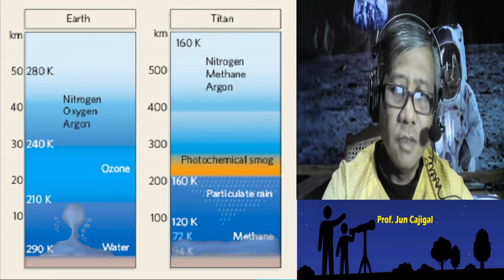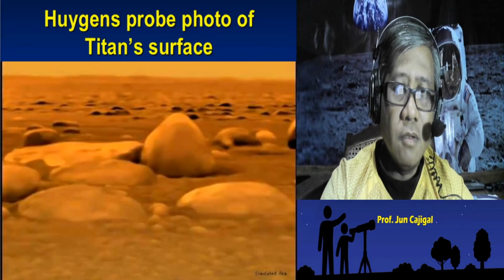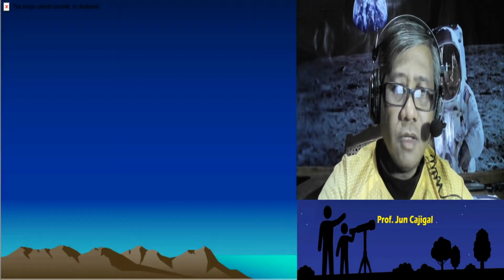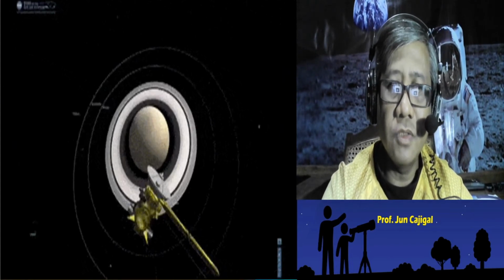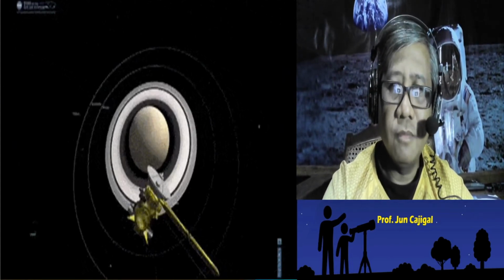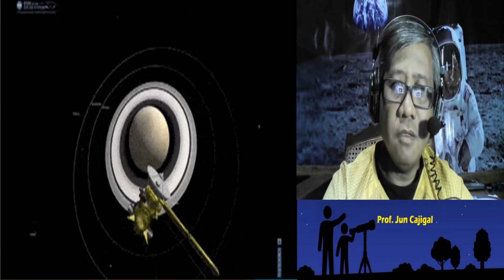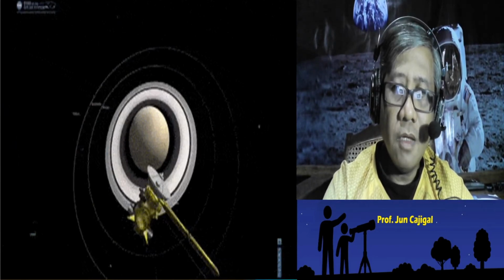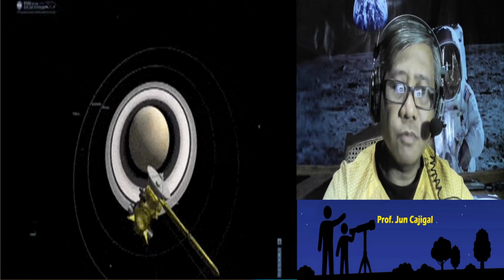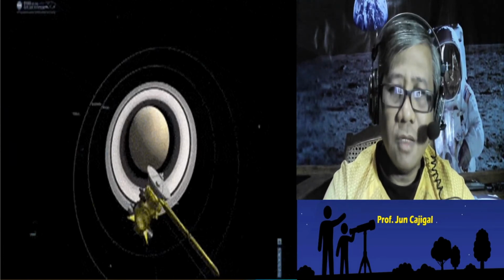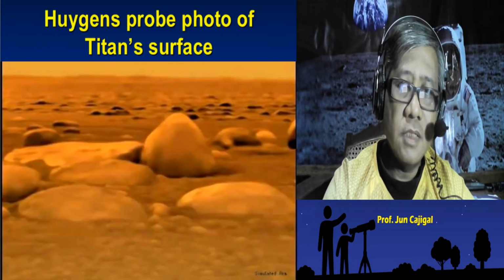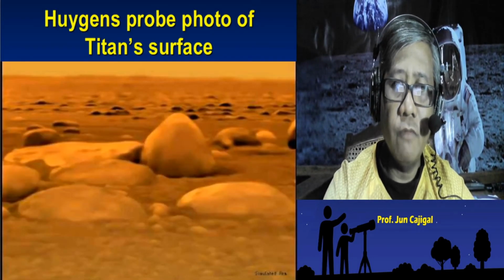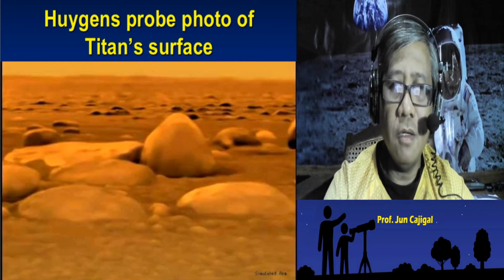So, Titan's atmosphere is similar to the Earth's atmosphere. Nitrogen-based. Alright, and the United States had launched the Cassini-Huygens probe on Saturn. Cassini-Huygens, dalawang ano yan. You have the Cassini probe and you have the Huygens probe. Yung Huygens space probe landed on Titan. And this is a photograph of the surface of Titan taken by the Huygens probe.